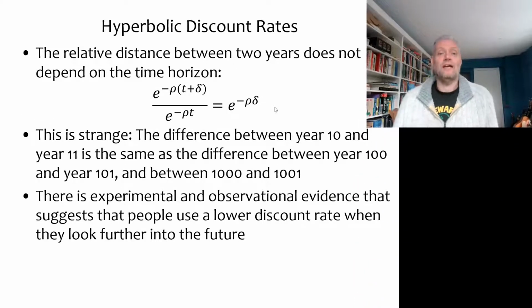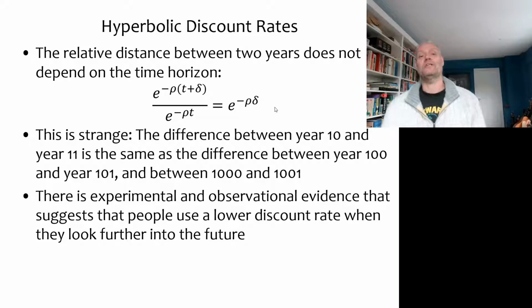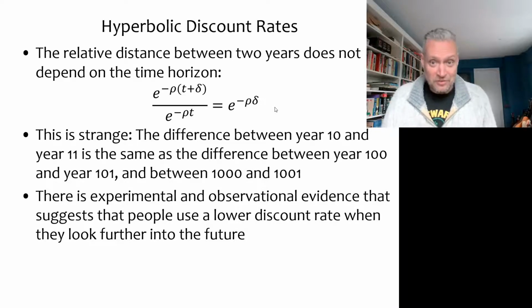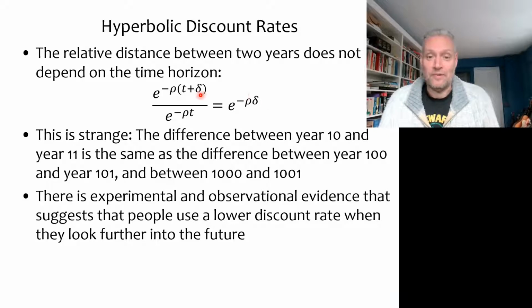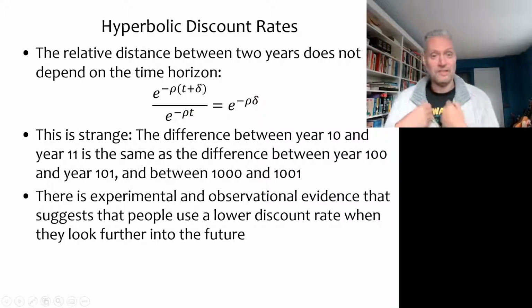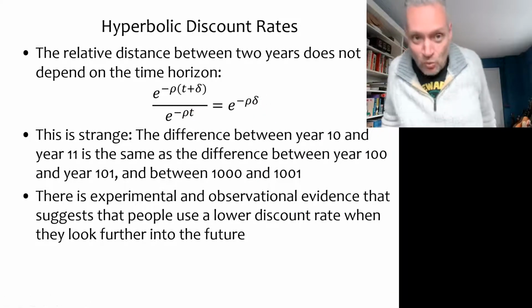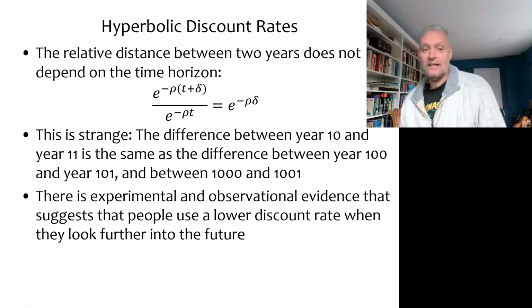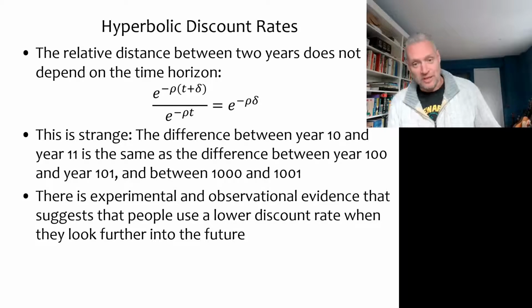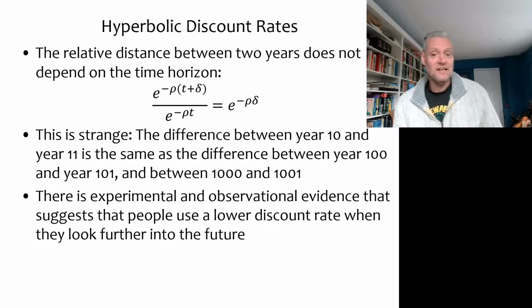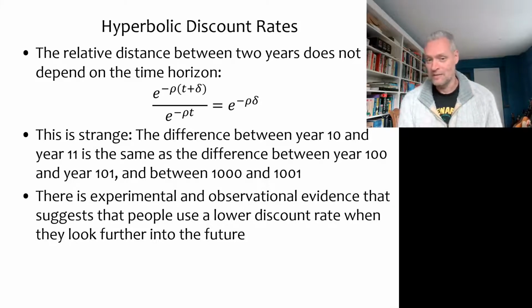But there's also a very peculiar implication of this. Here we have the relative distance between 2 years again, and what I showed is that that does not depend on the t, that only depends on the delta. It only depends on the time passed. It doesn't depend on when this decision is made. And this is counterintuitive. Essentially, this says that the relative difference in the price of time between year 10 and year 11 is the same as the difference between year 100 and year 101, and between year 1000 and year 1001.